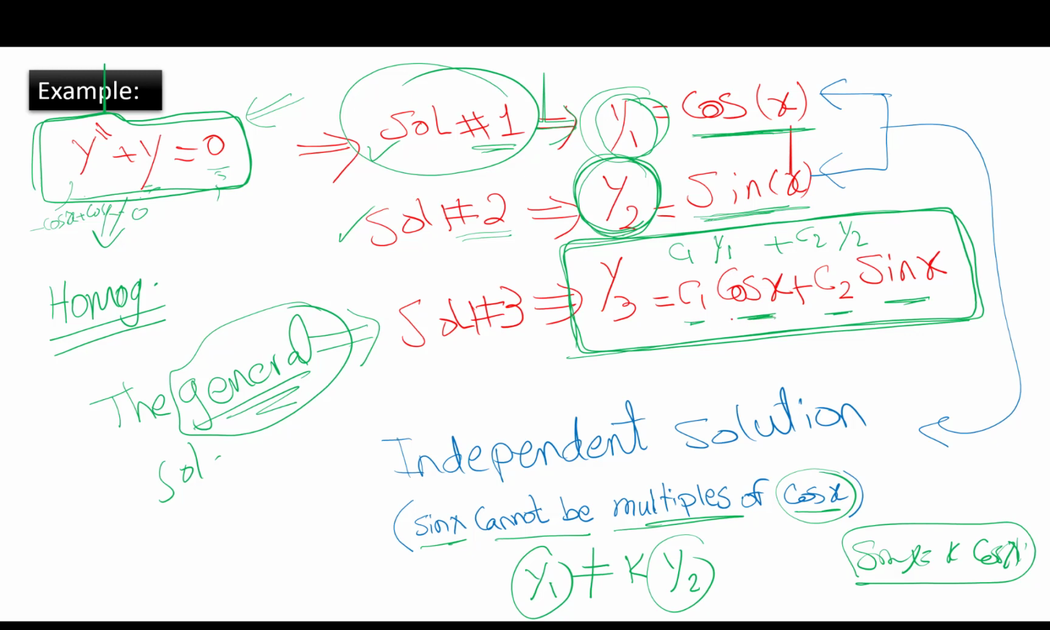Here, if we put c1, for example, equal to 0 and c2 equal to 1, then y3 is going to be sine x, which is one of the independent solutions. And if we put c2 equal to 0 and c1 equal to 1, y3 is going to be cosine x, which is another independent linear solution. And if you add them and sum them up, with every solution multiplied by a certain constant, then it is going to be a solution for our differential equation.